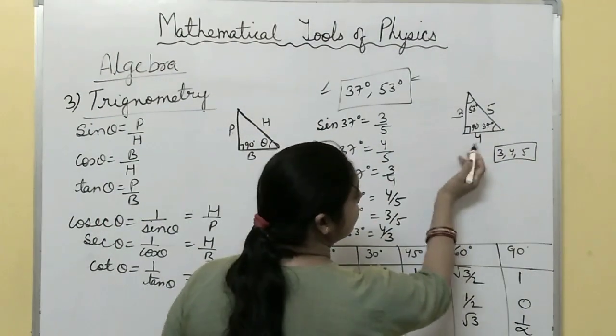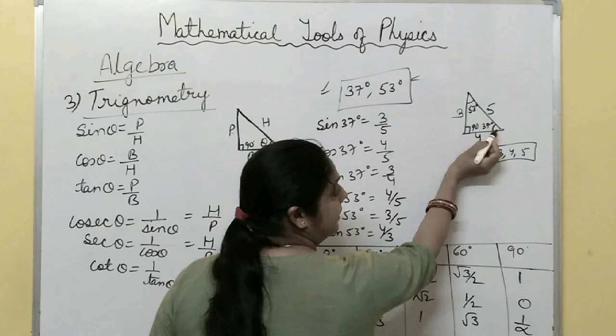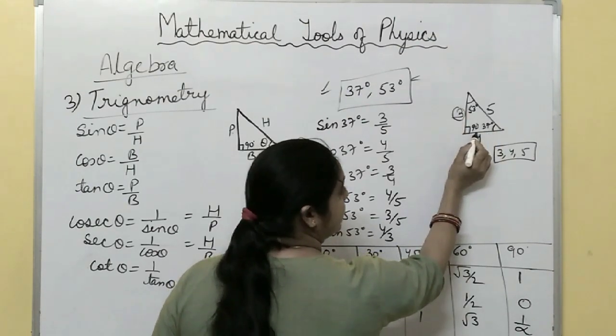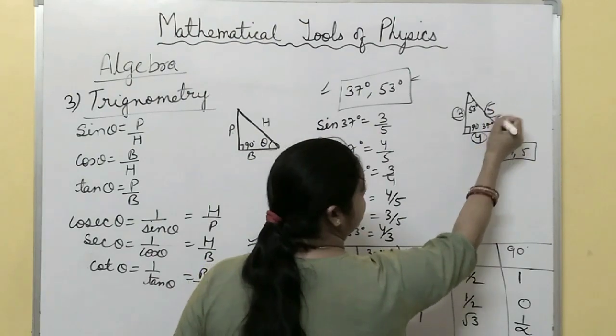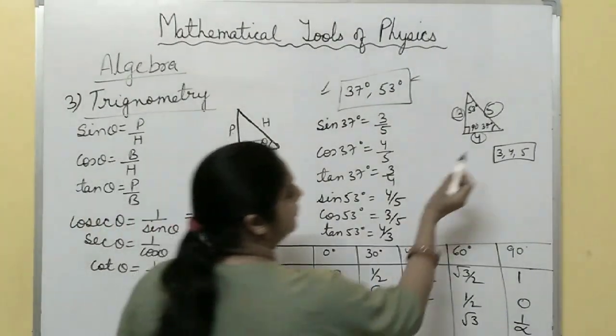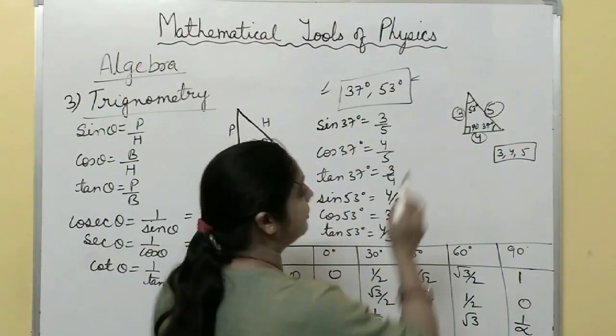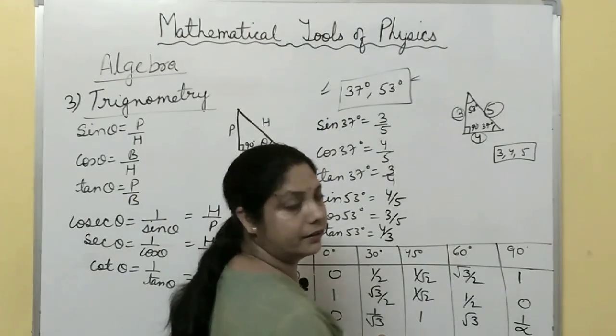And how do you remember this one? You take this angle 37 degree, in front of this 37 is 3. Then base is 4 and this hypotenuse must be 5. And if this is 37 degree, this one is 90 degree, this angle becomes 53 degree. Sum of all three angles of a triangle is 180 degree.